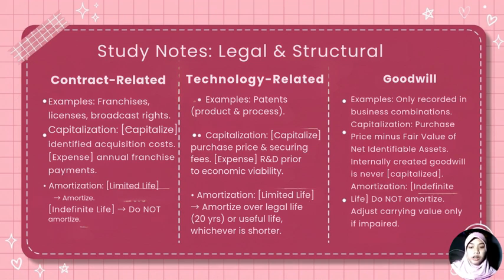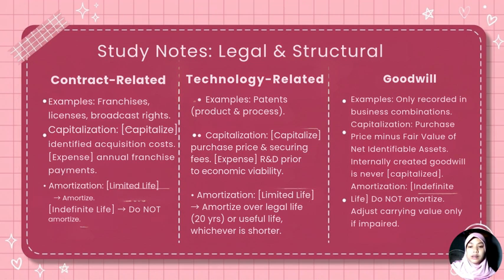Okay, so now I will explain three other intangible assets. Start from contract-related. These assets come from legal agreements such as franchises, licenses, and broadcast rights. Companies capitalize acquisition costs. If the asset has a limited life, it is amortized, but if the life is indefinite, it's not amortized. And the second one is technology-related intangible assets, such as patents.